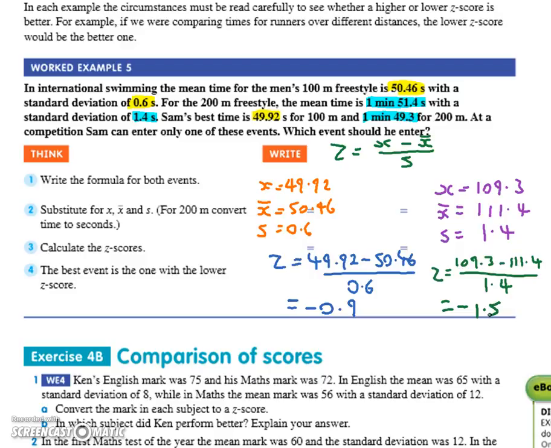It doesn't actually ask for it in this particular case, but I would just write down underneath it 200 meters so you know which one he was better at. And you can see that he's better at it because he's 1.5 times the standard deviation below the mean. And in this particular case, being below the mean is much better. There's the minuses there. All good?